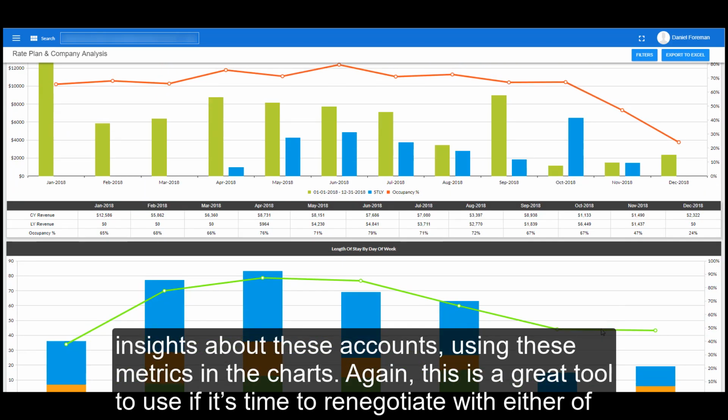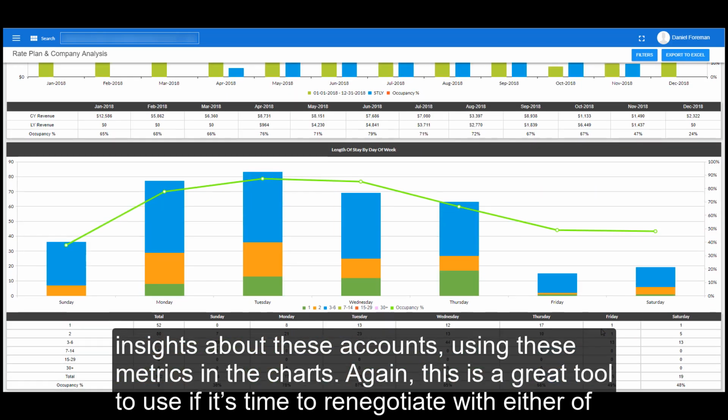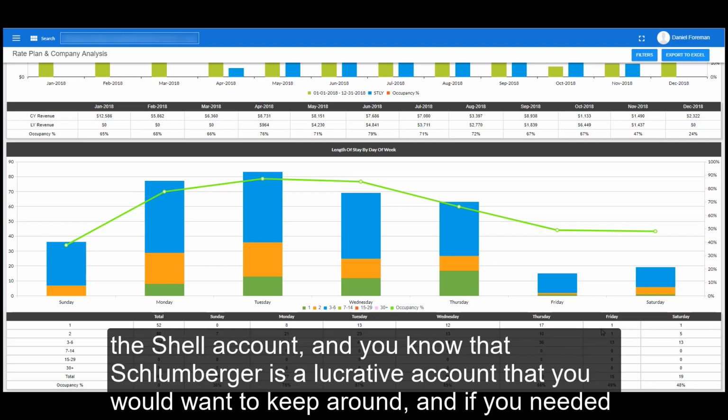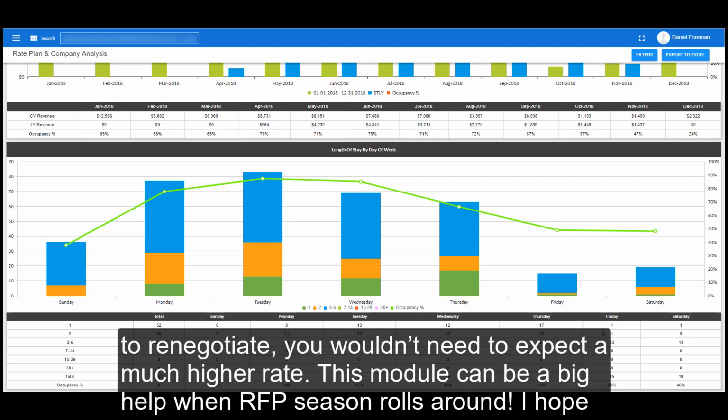And again, this is a great tool if it's time to renegotiate with Schlumberger or Shell. Now you have some guidance. You know you need much better performance out of Shell. You know that Schlumberger is a nice, lucrative account that you want to keep around. And if you need to renegotiate, you don't really need to push for a much higher rate. So this will really be a big help.